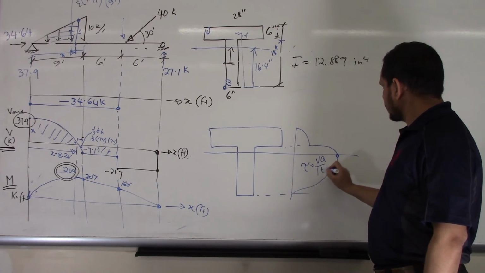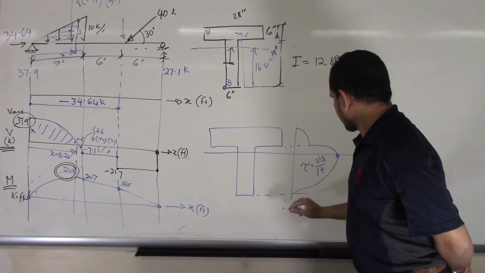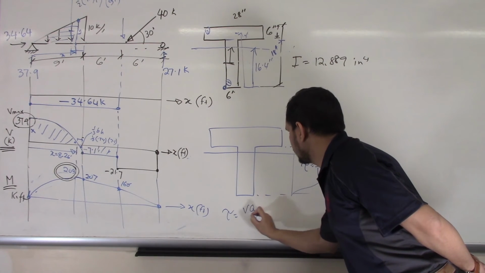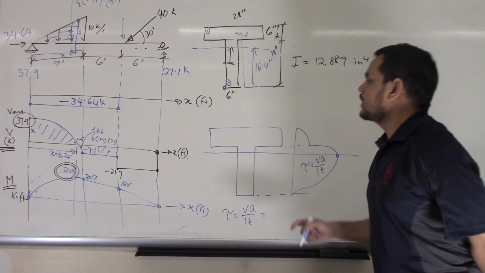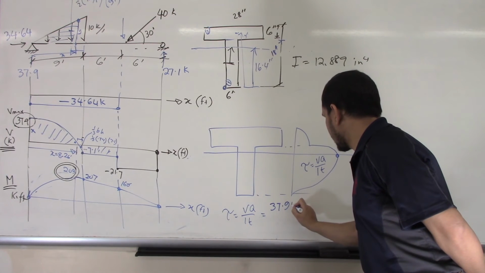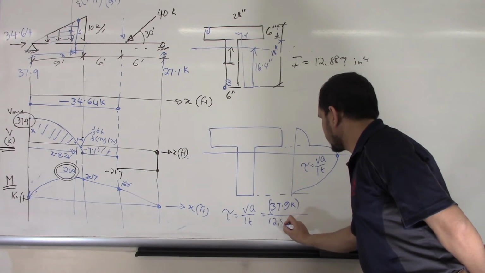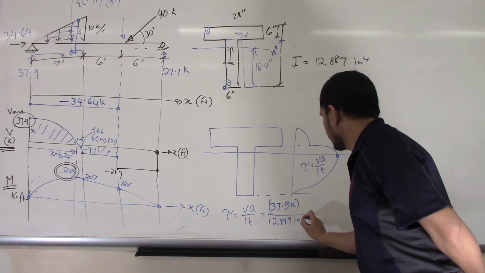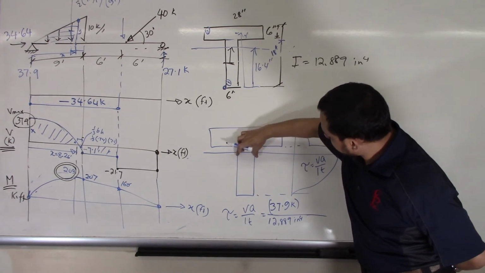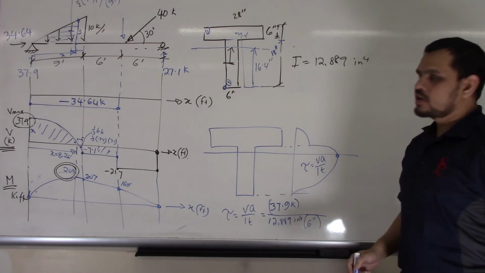So this value is VQ over IT. How to find this value? So simple, let me write it down here. VQ over IT. What is my V? Maximum shear force, 37.9 K. What is my I? I is 12,889 inch to the power 4. What is my T? This thickness here, how much? It is 6 inch. T done.